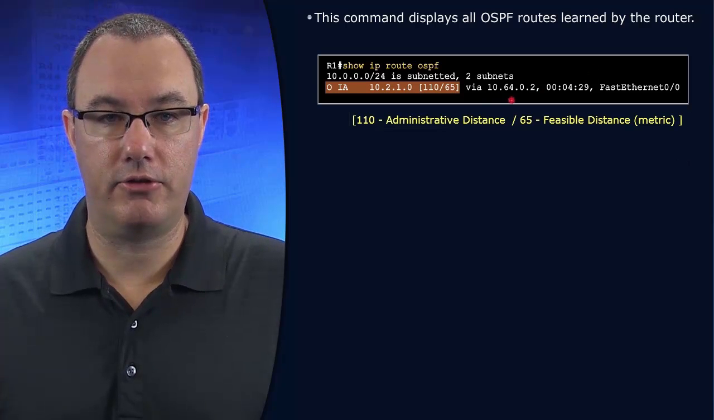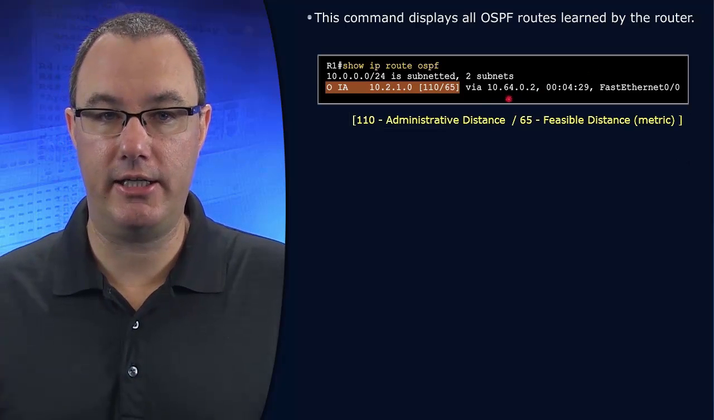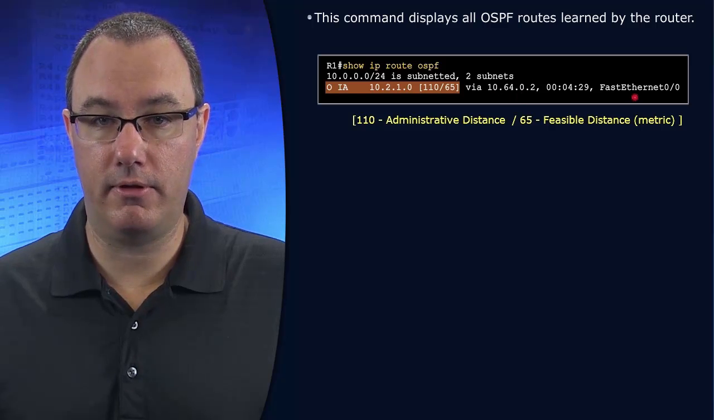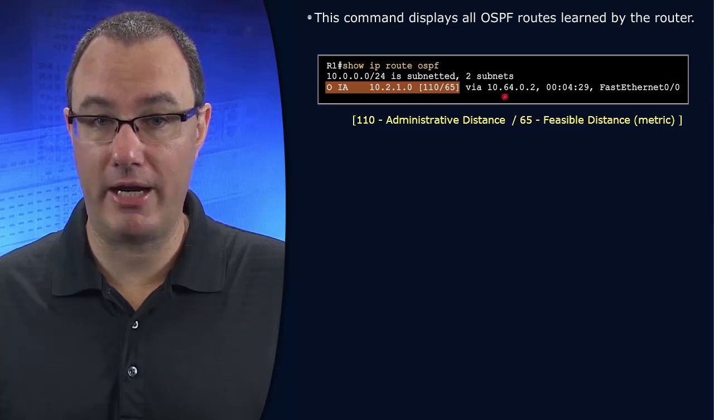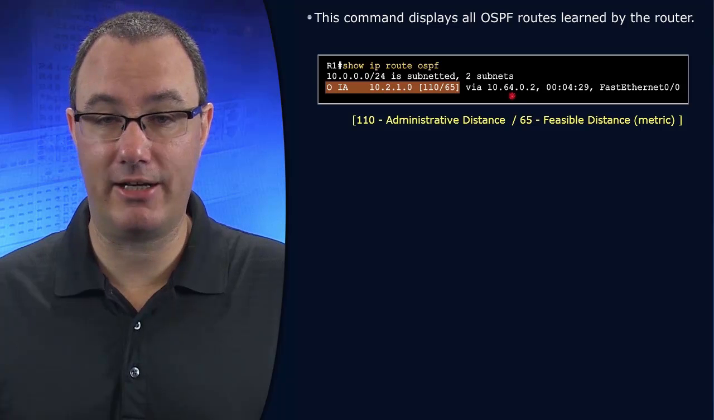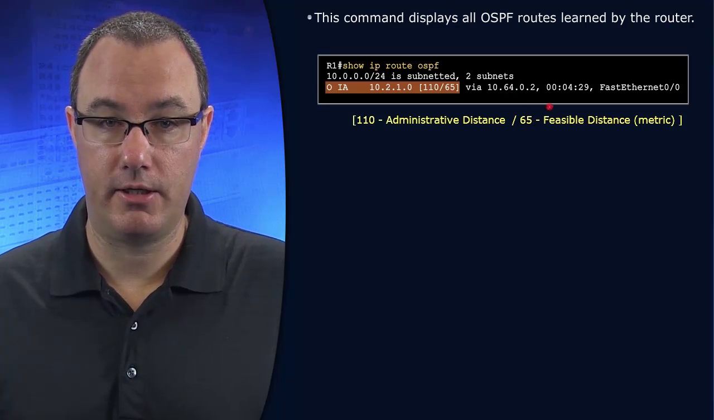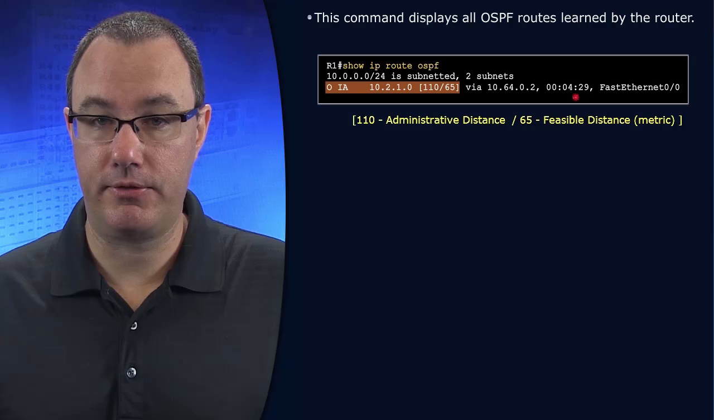Then we have the next hop IP address. That's the interface or the IP address on the FastEthernet network that we would ARP for in order to send frames towards the next hop IP address. We see the uptime of the route. We see the exit interface we will take.